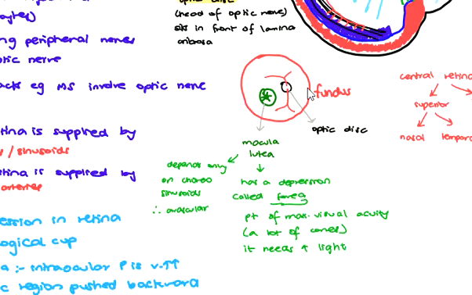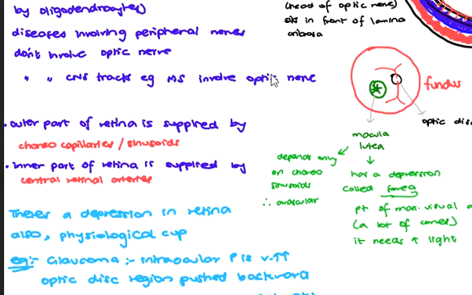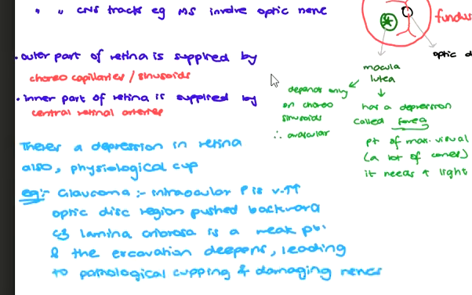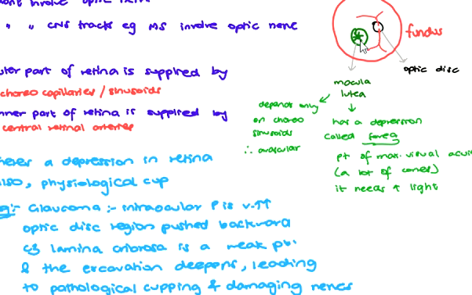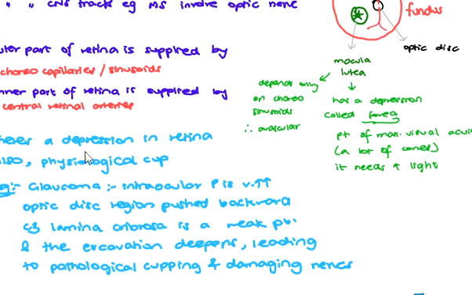That's because this region has a lot of concentrated cones. So that's the reason it provides maximum visual acuity. Now, it's not like the macula lutea only has a depression. There's also a depression in the optic disc, even though it's not that commonly discussed, but it's there. That's basically a physiological cup.